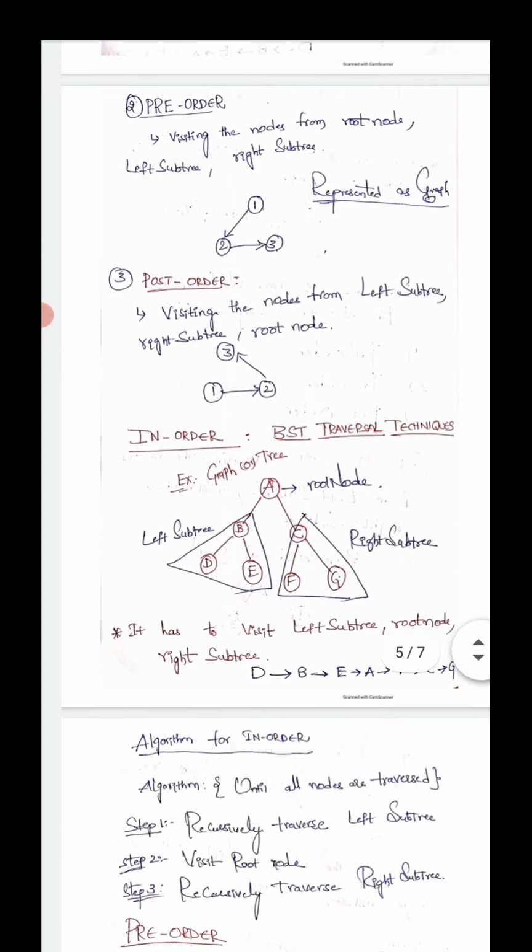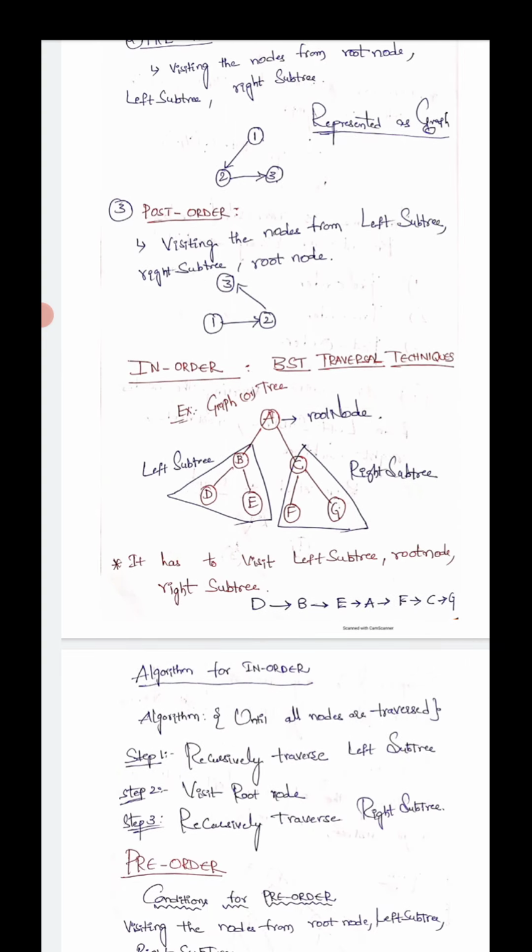And coming to the post order, what is the meaning of the post order? We are visiting the nodes from left subtree, right subtree, and root node. First of all the left subtree will be assigned 1, the right subtree will be assigned 2, and the root node 3. This is represented as a graph. So in post order we visit the nodes from left subtree, right subtree, and root node.